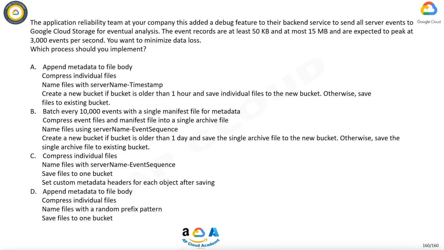C. Compress individual files. Name files with server name and event sequence. Save files to one bucket. Set custom metadata headers for each object after saving. D. Append metadata to file body. Compress individual files. Name files with a random prefix pattern. Save files to one bucket. Correct answer, D. Append metadata to file body. Compress individual files. Name files with a random prefix pattern. Save files to one bucket.